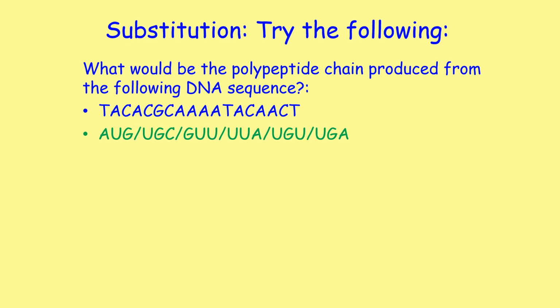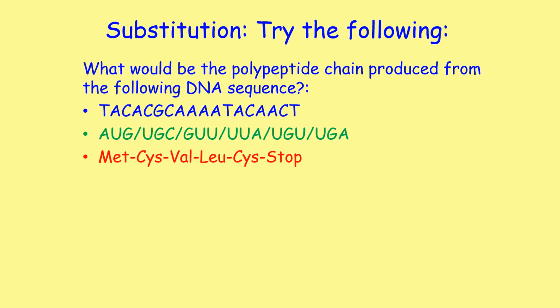And then for our amino acid sequence, as always, it starts with our start codon, AUG, so therefore our start amino acid is methionine. UGC would be coding for cysteine, GUU would be coding for valine, UUA would be coding for leucine, UGU would be coding for cysteine, and then UGA would be our stop codon. Remember to please write in the stop, don't just leave it blank. So that is our normal unmutated DNA sequence.